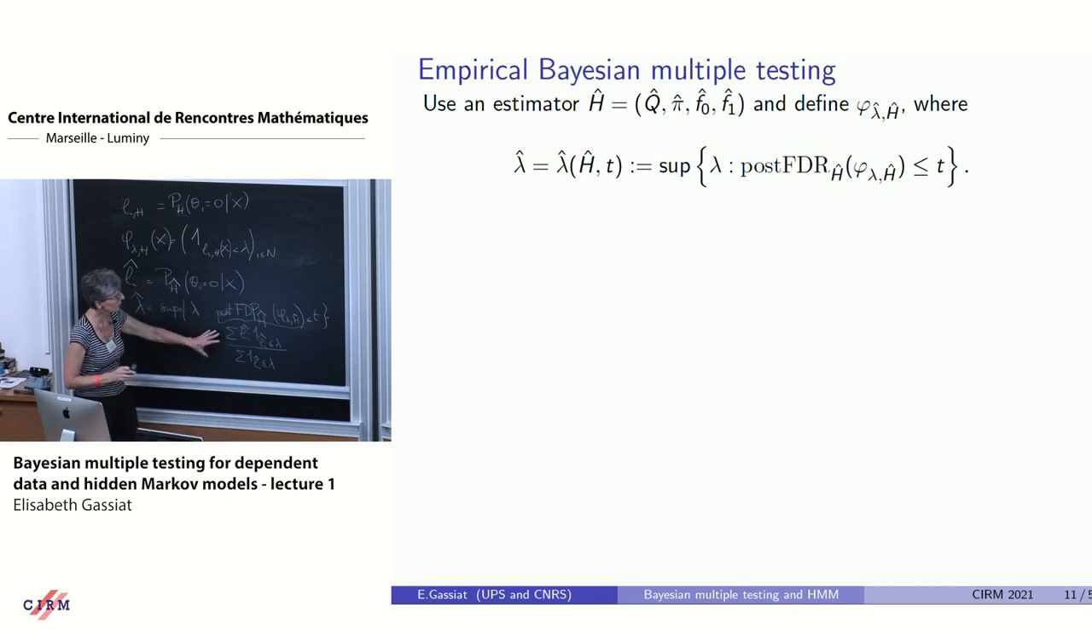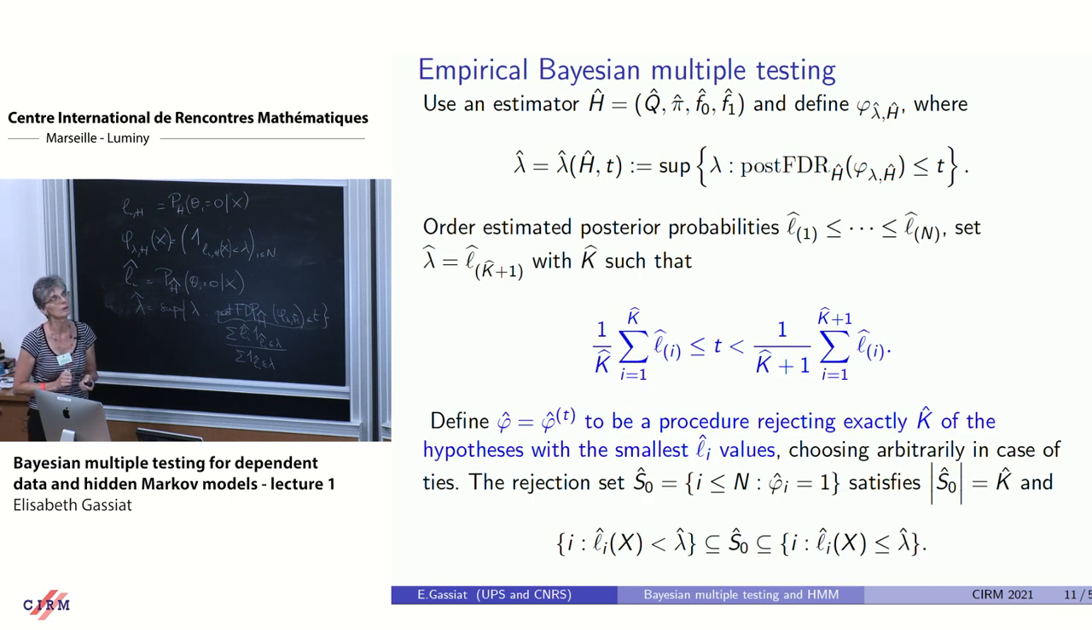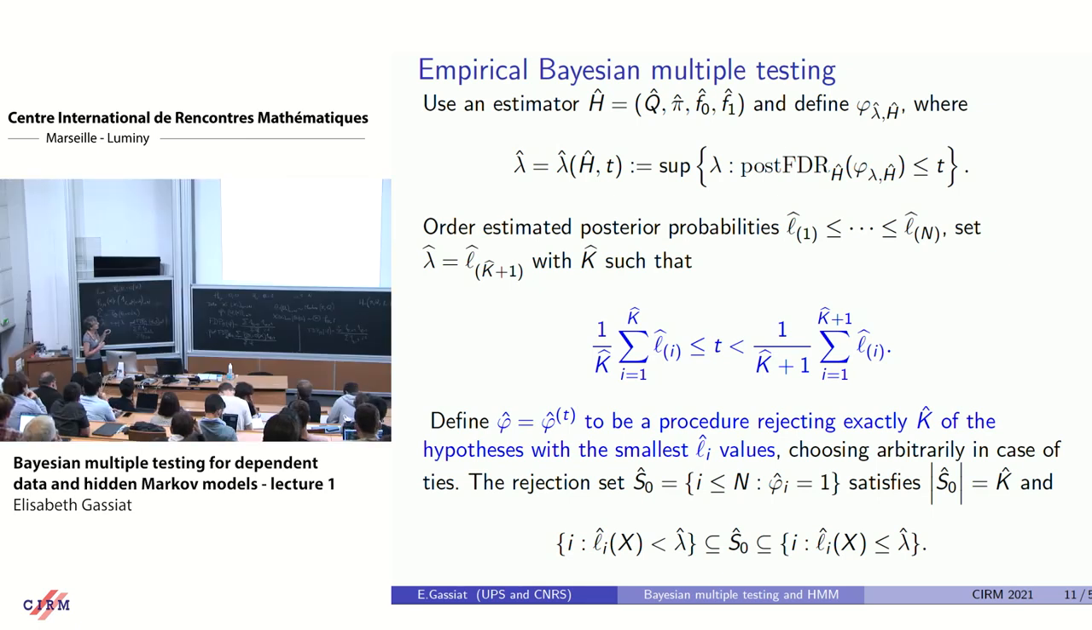So in fact, when you change lambda, you just add a different number of L values, and it comes from the way you order them. Then here you can just order the estimated L values. And then since the empirical mean of non-decreasing real numbers is a non-decreasing sequence, in K the empirical here just increases. So when you cross T, you know that you are at the level you want to reject. And the lambda hat will be the smallest ordered L values after which you cross T.